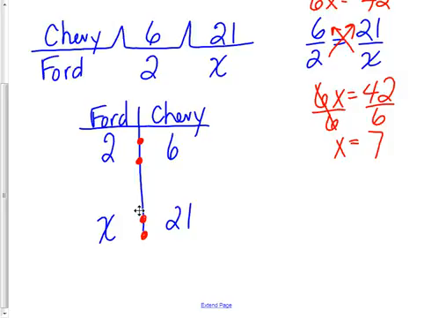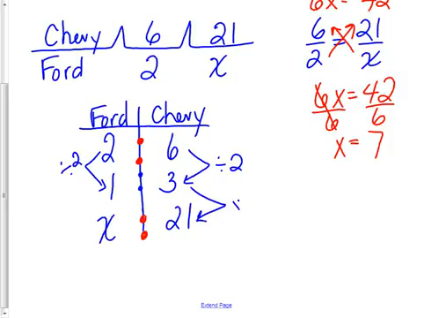Now there's no easy way to multiply that. I can't go straight from 6 to 21. So I would say, well, a ratio of 2 to 6 is equal to a ratio of 1 to 3. And I know that because 2 divided by 2 is 1, and 6 divided by 2 is 3. And then once I know that, I can say, well, it took me 3 times 7 to get to 21. So do the same thing over here. 1 times 7 is 7. So X has to equal 7.